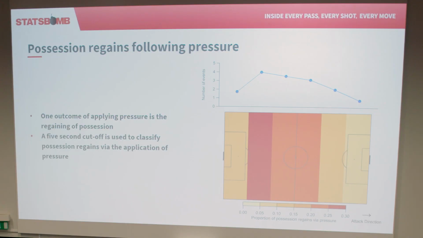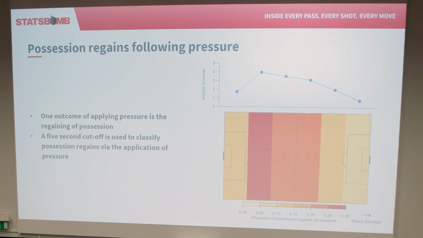And then the final outcome of these pressure events is, do you actually regain possession? So again, I've used a 5-second cutoff here. Again, it's one number in some code. You can change it depending on what kind of tactics you might be employing. And then again, we've got this heat map. Team out of possession is attacking left to right. It's the proportion of those possession regains that are via pressure, and the number of events cross-section along the top.